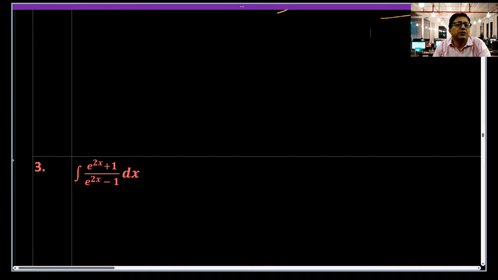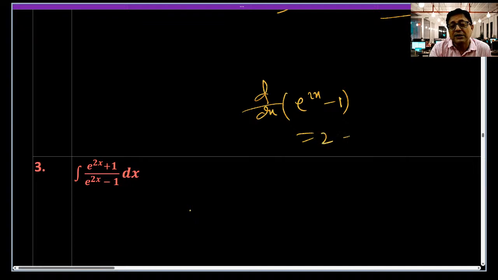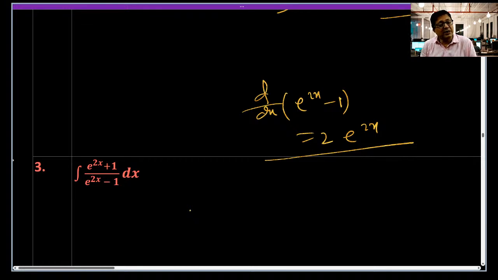Go for the next one. Integral of (e to the power 2x plus 1) by (e to the power 2x minus 1) dx. Do you find f(x) and f'(x) here? If you can find, I have nothing to say. The derivative of the denominator is not the numerator, or the derivative of the denominator is not the numerator. Why? Because d/dx of e to the power 2x minus 1 is nothing but 2e to the power 2x. Where have you got the derivative? It's not there. So what do you have to do there?